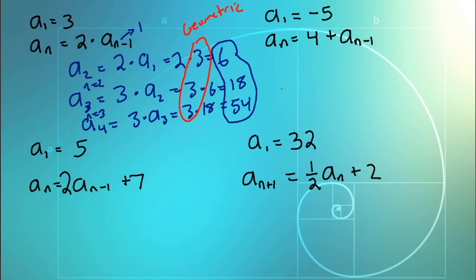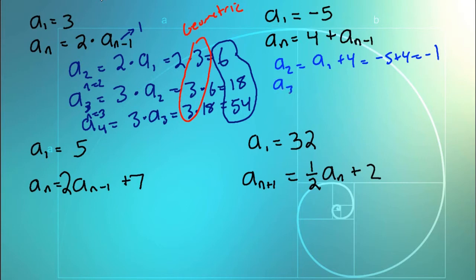So we start on -5, and we have our recursive formula. So A2 is going to be A1, oh, well, that's not the order I wrote it in, plus 4. So that's going to be -5 plus 4, which is -1.